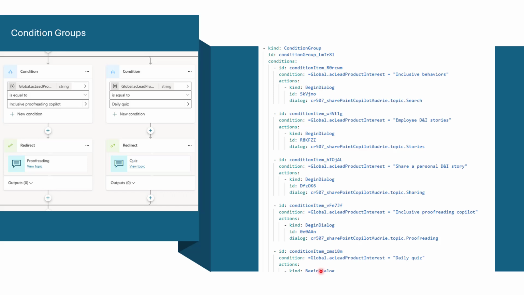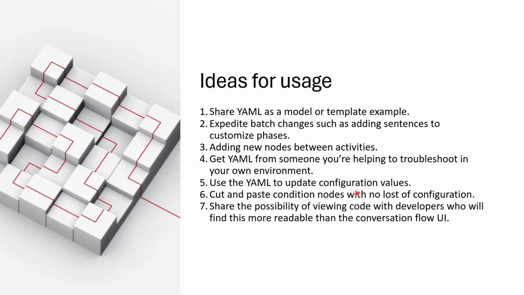That simple one-pager view. I don't need to click to see the text that's hidden. It's just flat. It's there. Now, here are some great ideas for use, and we're going to try at least one of these together in Copilot Studio. So first, I love this for sharing YAML as a model or a template example.